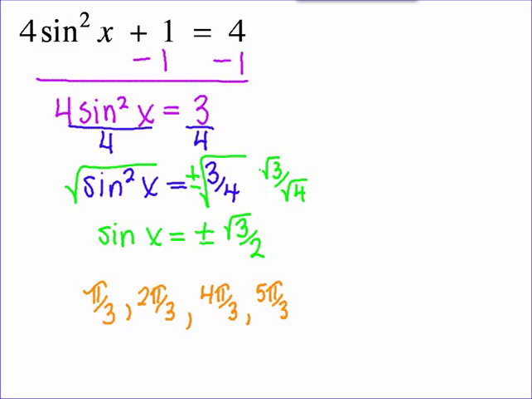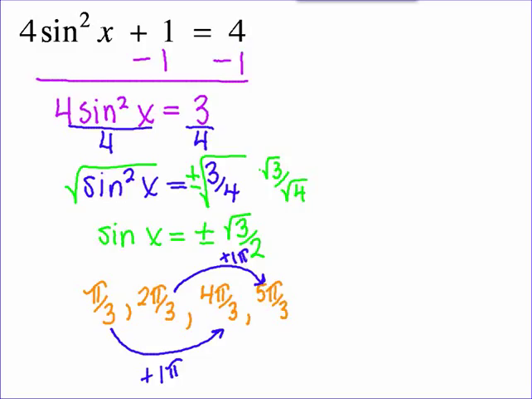In looking at those, you know that there's a pattern. Pi over 3 to 4 pi over 3, what are you adding on that one? You're adding 3 over 3, which is 1 pi. What am I doing from 2 pi over 3 to 5 pi over 3? Adding 1 pi.